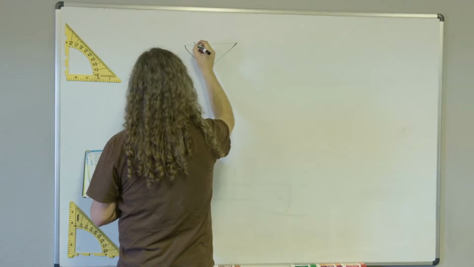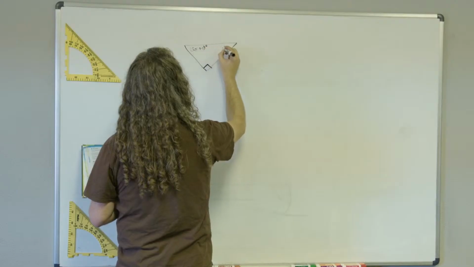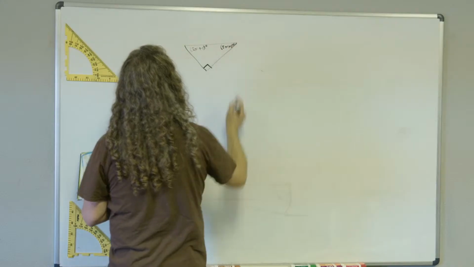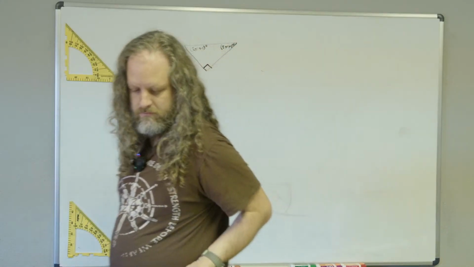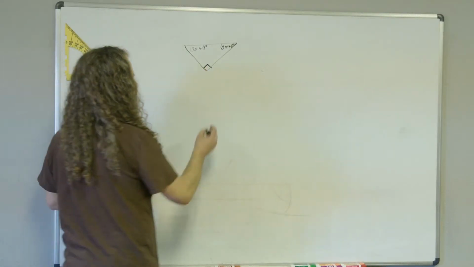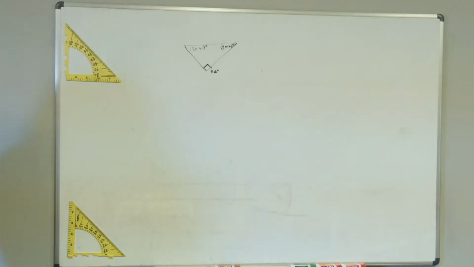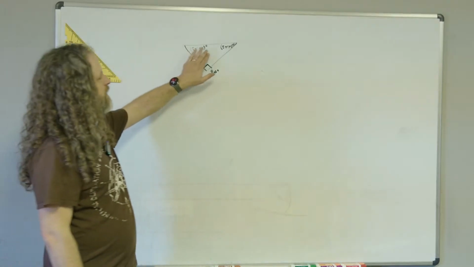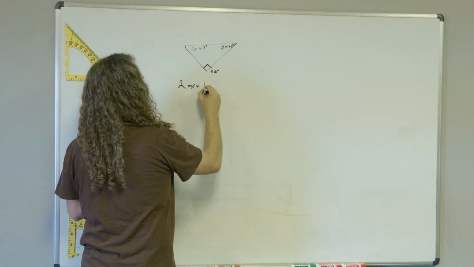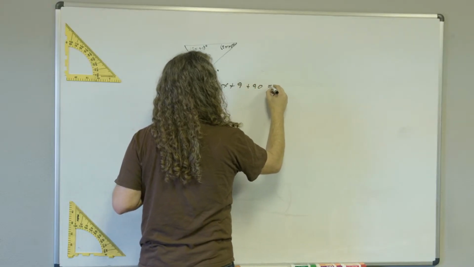Let's make sure we got it. 2x plus 1 degrees and 2x plus 9 degrees. How many degrees is that one? 90. So we set up the same thing, right? This plus this plus this equals 180. 2x plus 1 plus 2x plus 9 plus 90 equals 180.